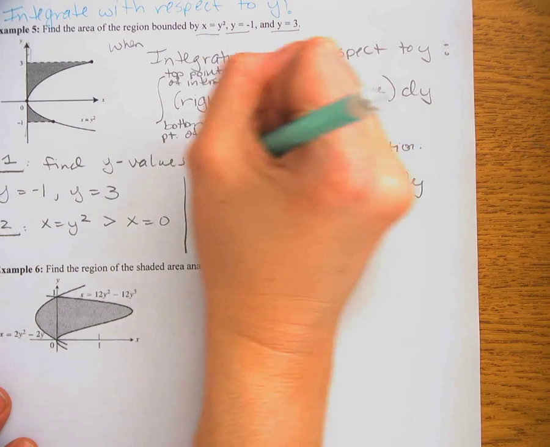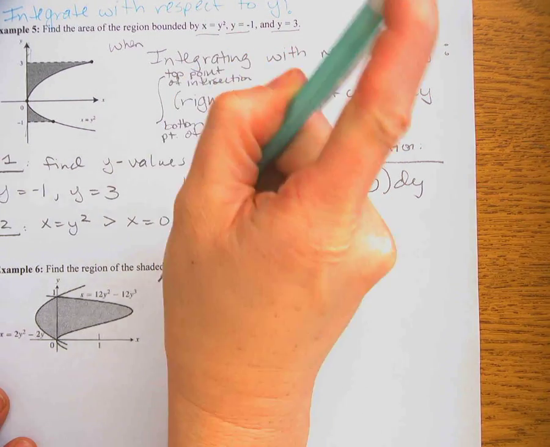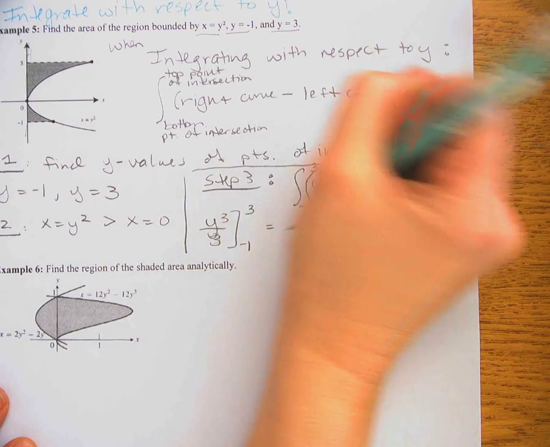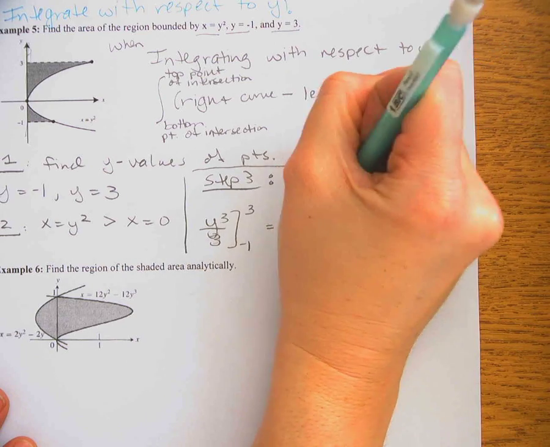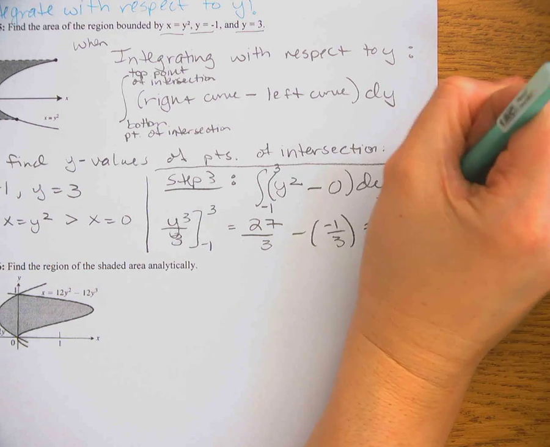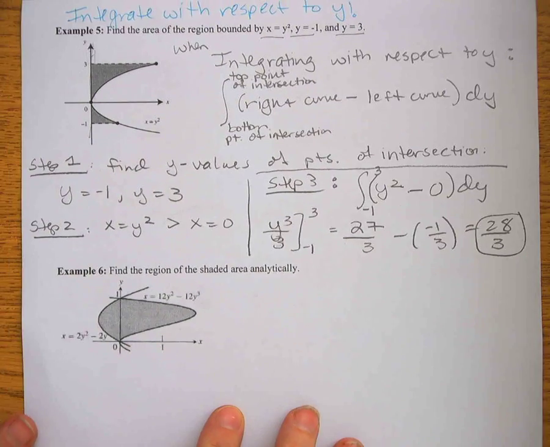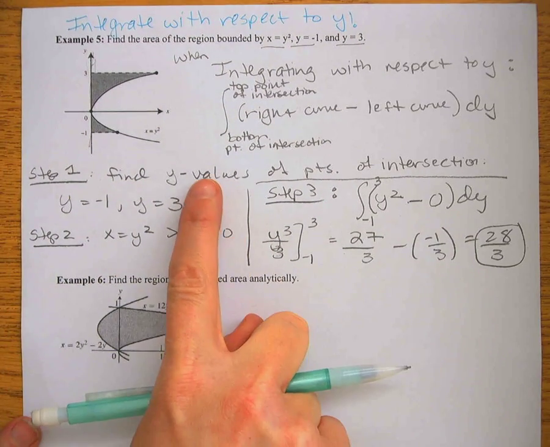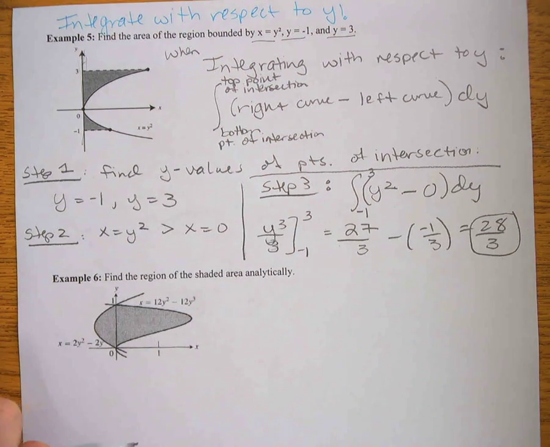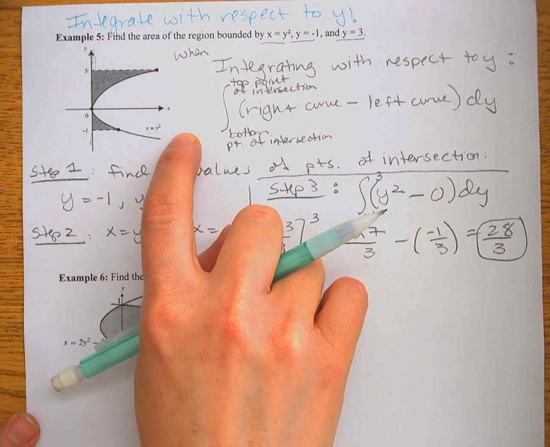So this ends up equaling y cubed over 3 from -1 to 3, which ends up equaling 27 over 3 minus -1 over 3. So that ends up equaling 28 over 3. So it's the same steps, but when you're finding points of intersection, you're finding y values. You're looking from bottom to top, and you're integrating from bottom to top. And when you're checking to see which curve is greater, if it's further on the right, that makes it greater.